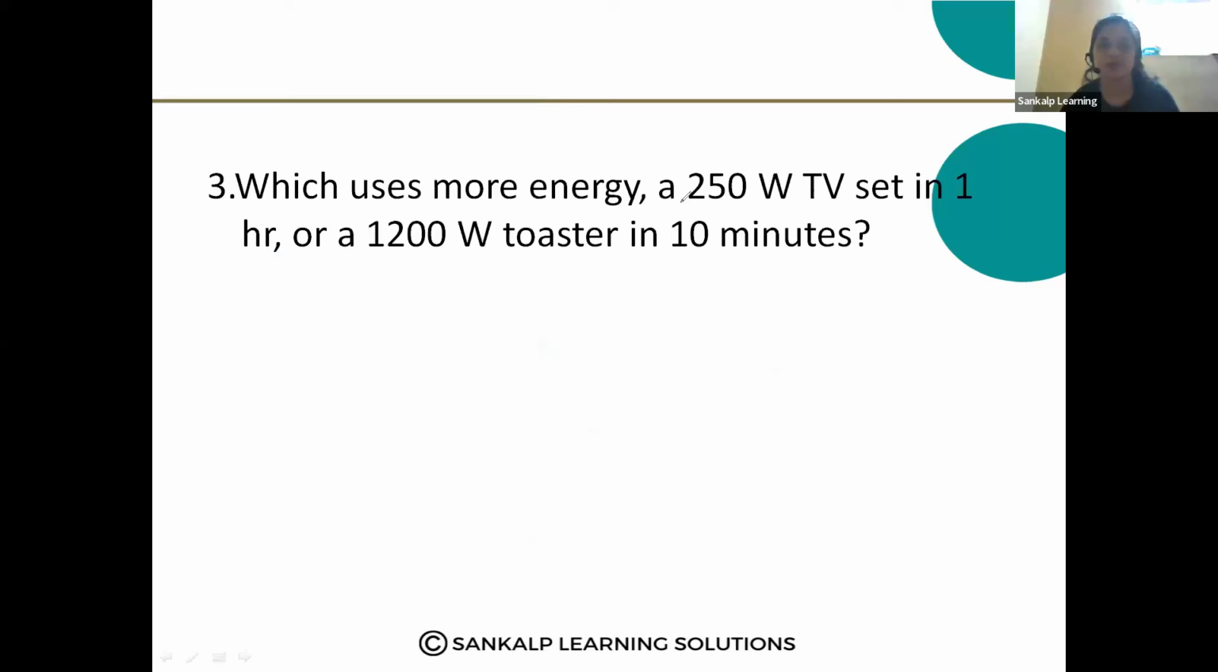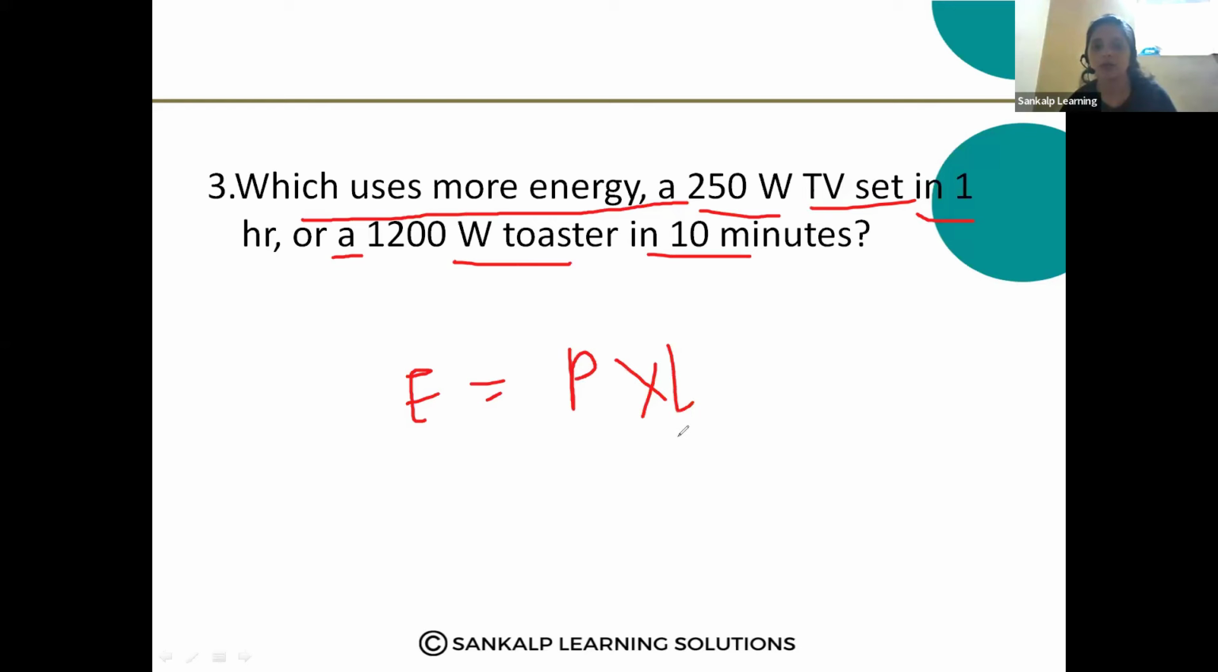Which uses more energy, a 250 watt TV set in 1 hour or 1200 watt toaster in 10 minutes. Okay, so here you have to find out E, energy is equal to what, power into time. Formula you have to apply. So here time you have to take in seconds or minutes. Energy is equal to power into time, right?